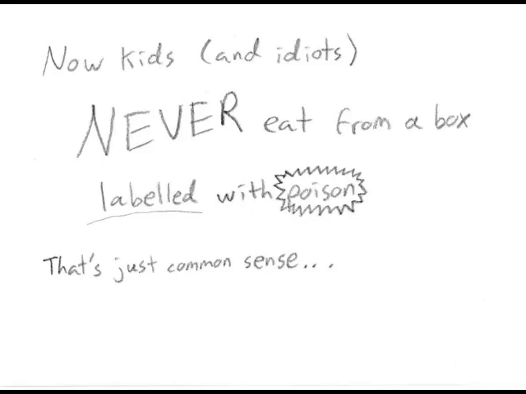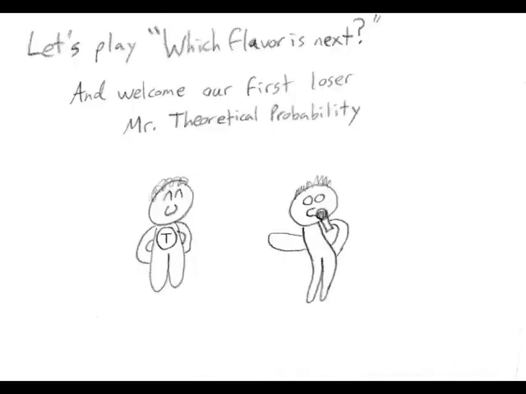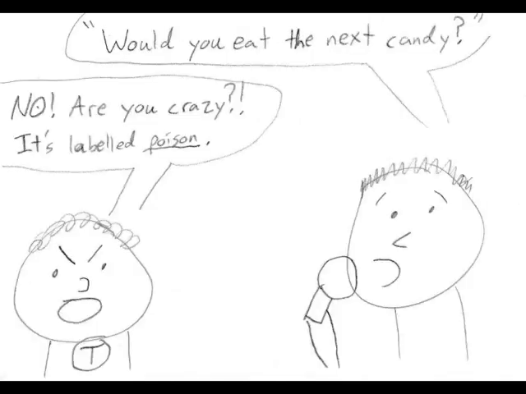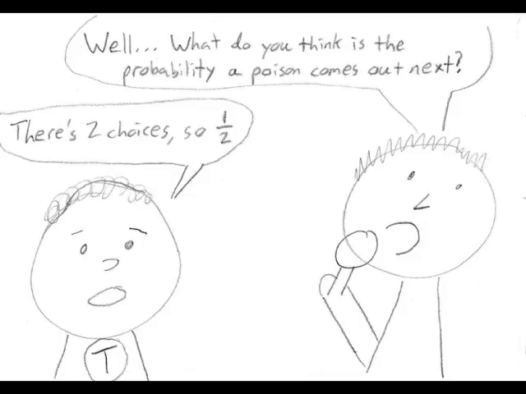That's just common sense. Let's play which flavor is next and welcome our first loser, Mr. Theoretical Probability. Would you eat the next candy? No, are you crazy? It's labeled poison. Well, what do you think is the probability a poison comes out next? There's 2 choices, so a half.